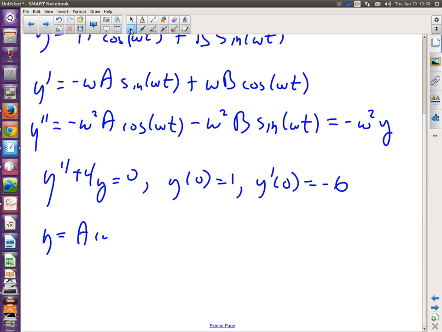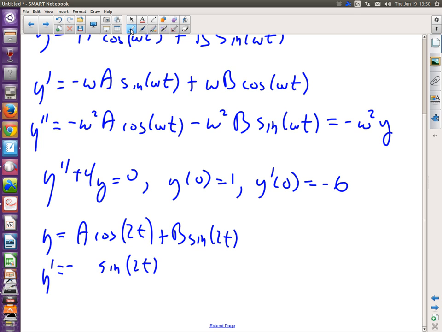Alright, so y equals a cosine 2t, because if omega squared is 4, omega is 2, plus b sine 2t. So the frequency of oscillation is 2, and the period is pi, since the period is 2 pi over the frequency. And y prime, I only need y prime now because I've got the initial conditions for y of 0 and y prime of 0. The derivative of cosine of 2t is negative sine of 2t times 2. Alright, good. And the derivative of sine of 2t is cosine of 2t times 2. Okay. So let's plug in some initial conditions.